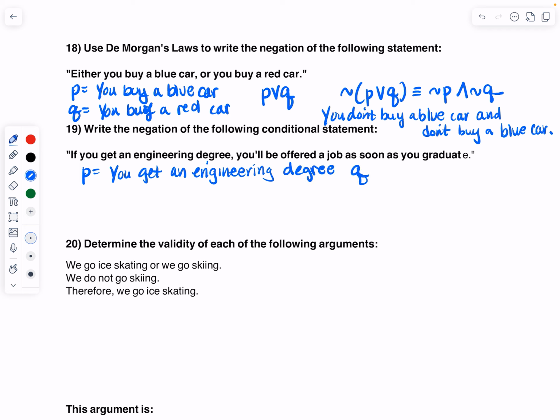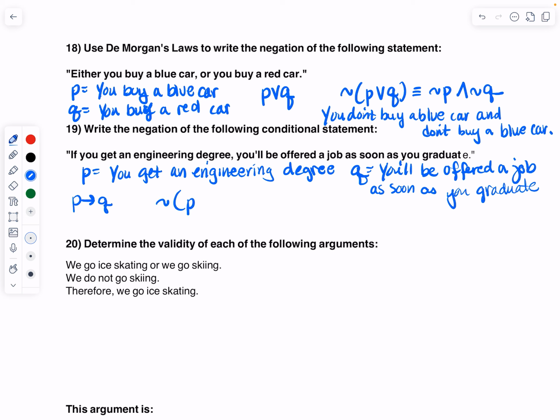And Q is you'll be offered a job as soon as you graduate. So that's what P is. That's what Q is. So the statement is if P then Q. So remember the negation of if P then Q is logically equivalent to P and negation Q.